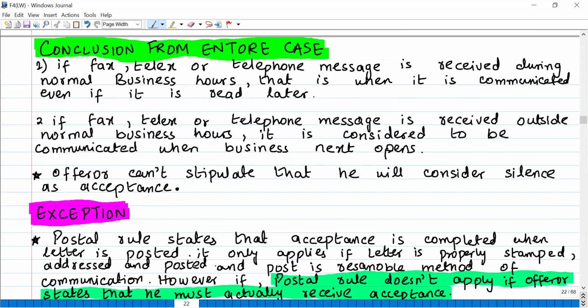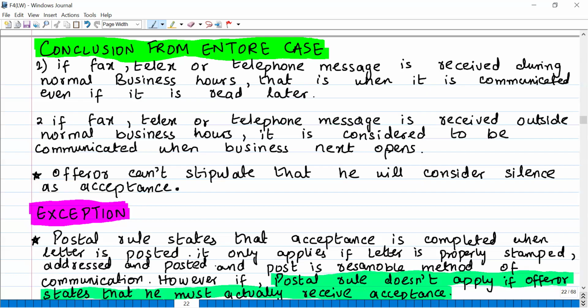If a fax, telex, or telephone message, or even an email, is received during normal business hours, that is when it is communicated, even if it is read later. Now, acceptance is not effective unless it is communicated. We just talked about that. There were a few exceptions. One exception was the unilateral contract, where the performance amounts to an acceptance.